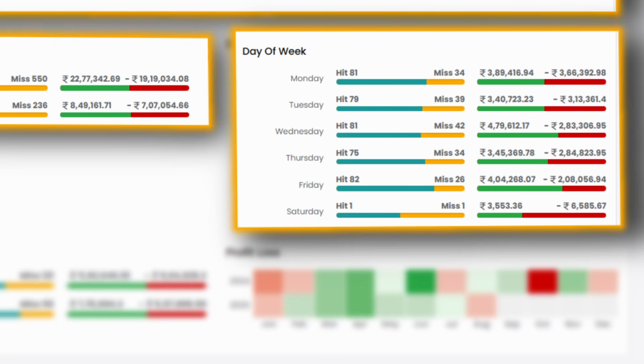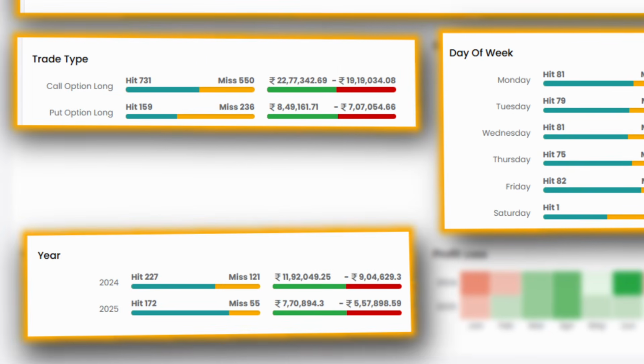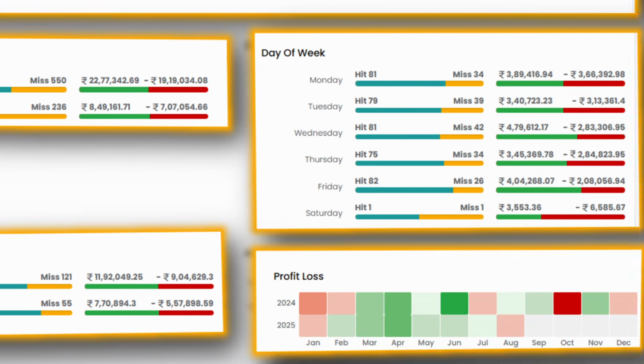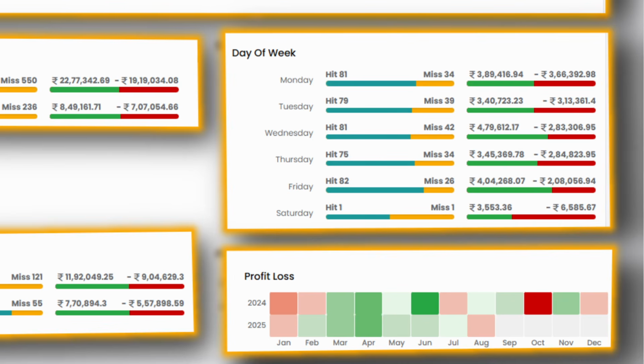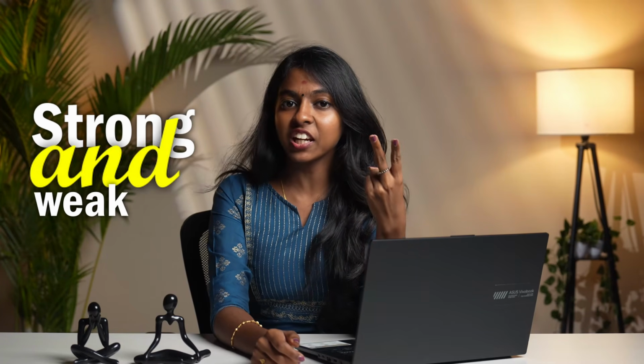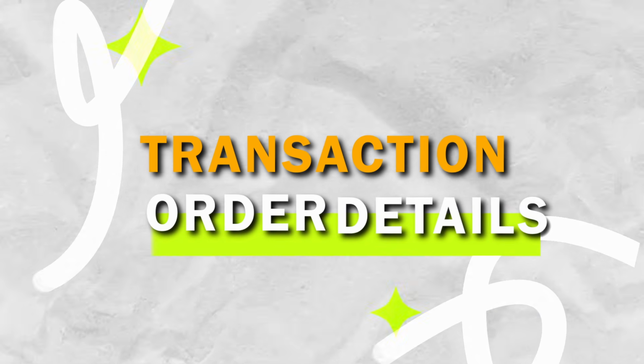You will also see the performance by year, where it displays a year-wise split of a multi-year backtest and how many trades were won and lost each year. The monthly P&L heat map provides a visual summary of your strategy's profit and loss on a month-by-month basis. It helps you quickly identify recurring patterns, strong and weak months, and overall consistency of the performance across different market conditions. Now let's go to the last part, the transaction order details tab.